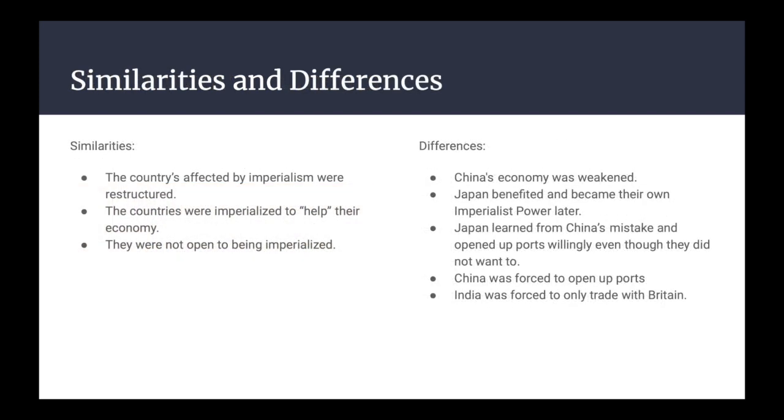To compare and contrast the different countries, similarly, they were all not open to being imperialized, but through imperialism they were all restructured in order to quote-unquote help their economy. The differences between each country was that China's economy was weakened through the force of opened ports. Japan benefited and became their own imperialist power later on, and eventually learned from China's mistakes and opened up ports willingly, even though they didn't want to. India was also only forced to trade with Britain.